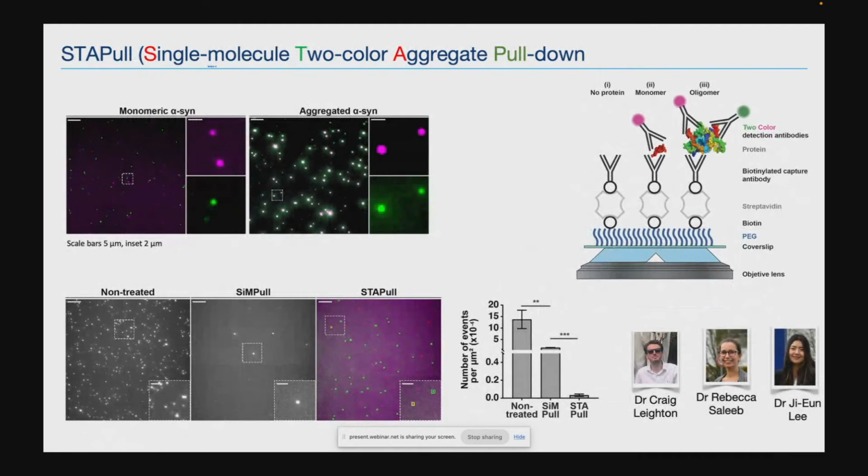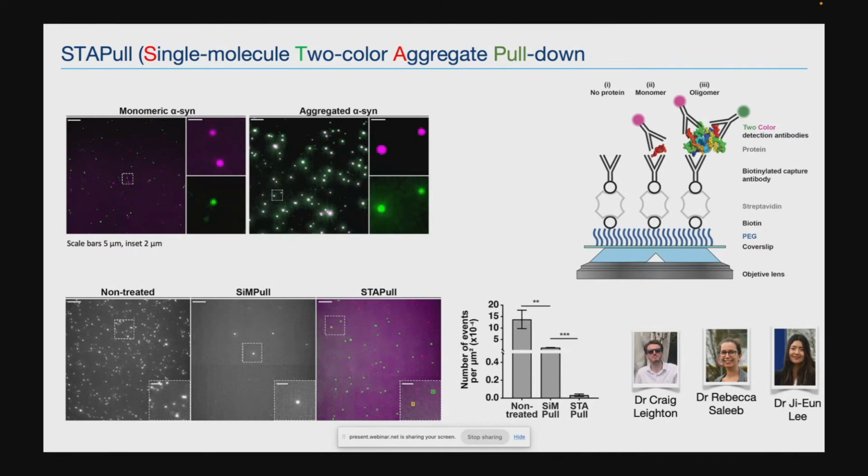So what does this look like? Well, we used antibodies provided by UCB to target alpha-synuclein, and this is work done by Craig Layton, Rebecca Salib, and Jian Li. If we have monomeric protein, we have our alpha-synuclein antibody here and our two detection colors. With monomeric protein, we can see we have some pink spots and some green spots. These correspond to the monomeric protein. There's no coincident spots. However, when we have aggregated alpha-synuclein, you can now see that the pink spots and the green spots overlap. And that's because we have multiple copies of the antibodies bound. So all we then need to do is to count the number of coincident spots, and that would allow us to determine the number of protein aggregates that we have present.